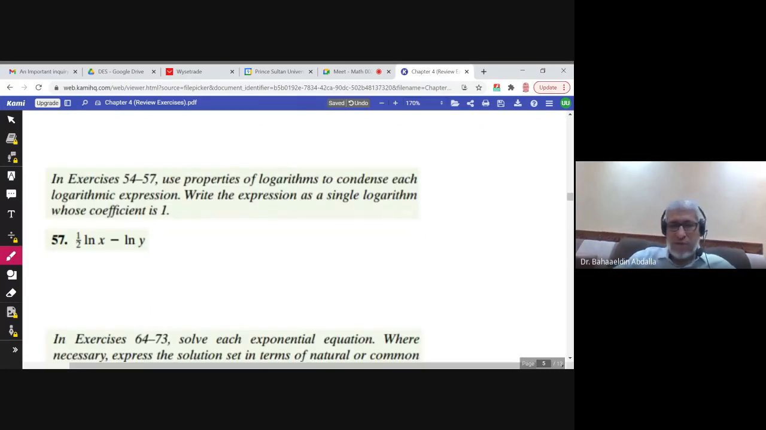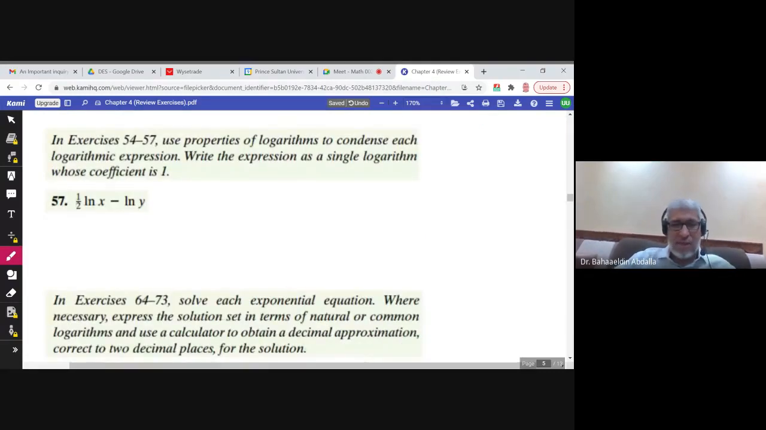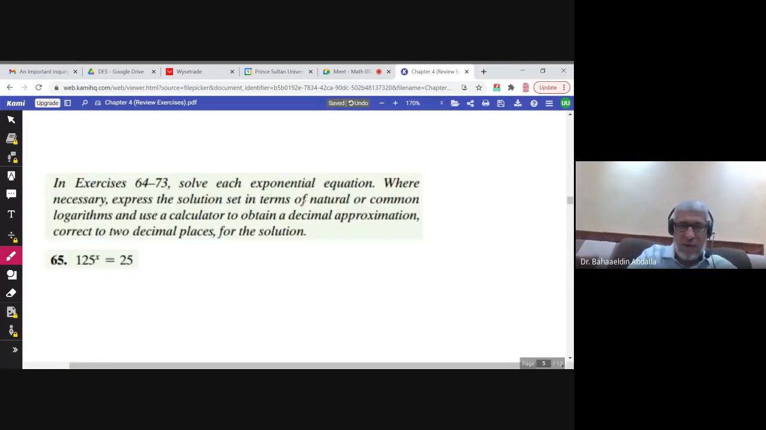Use properties of logarithms to condense, to write it as a single logarithm, we have to take this half up. So we have ln x to the power half minus ln y, and subtraction, we change it to division. So it would be ln square root of x over y.